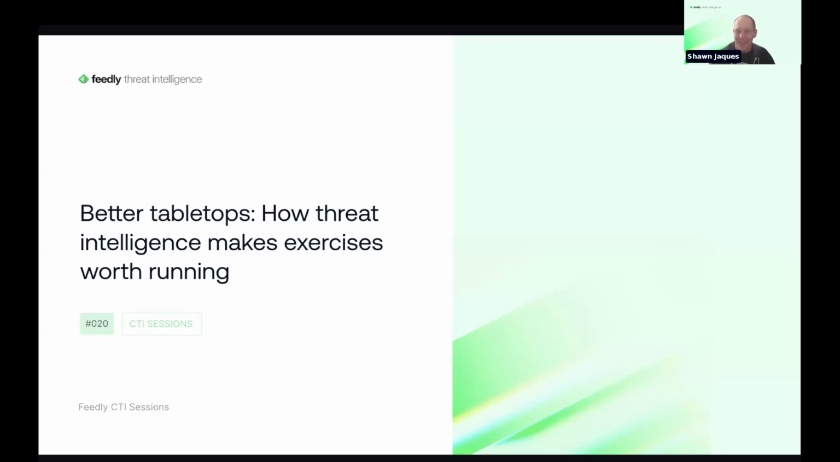We have a really interesting topic, something I'm not too familiar with, so I'm excited to learn about it: better tabletops. And we've got Dave and Andy. Hopefully you guys have seen Dave and Andy on previous webinars. They've both done these tabletops sometimes dozens of times within different settings before they joined Feedly, and now they're going to share some of their wisdom with us. So really excited to run through this.